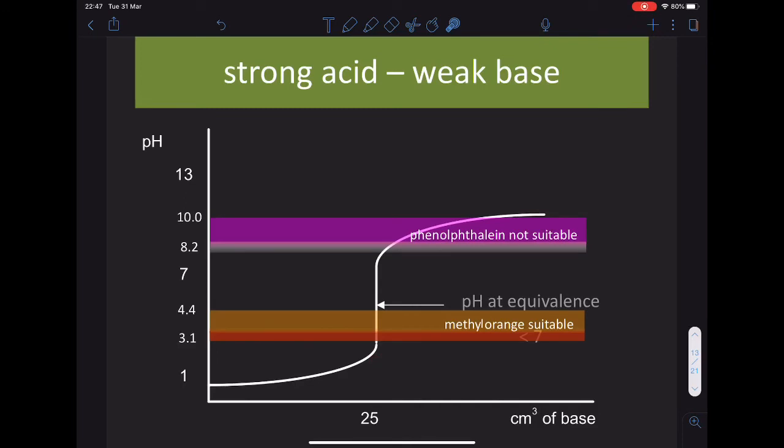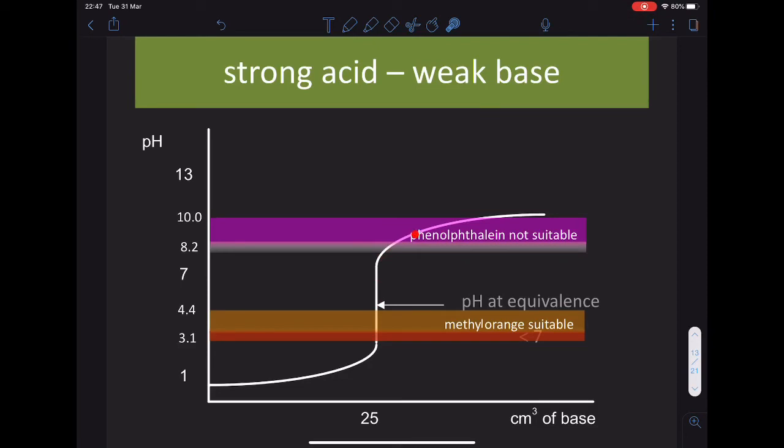So here we look at the phenolphthalein pH indicator range, and this range doesn't fit within the vertical section of the pH curve. So this won't be a suitable indicator, and we can see why. So if we follow the pH titration and we look at the phenolphthalein, we have colours all the way through here, and it only switches colour at this point here.